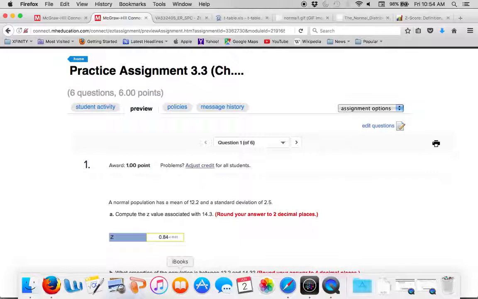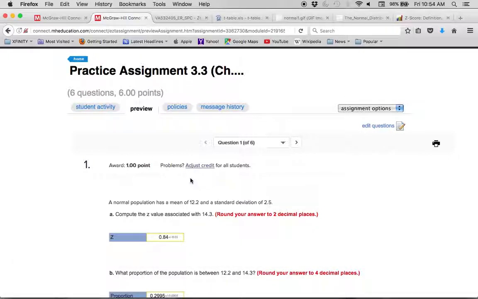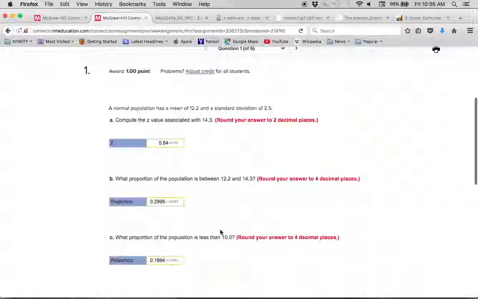Alright, so that's just finding the z-value, right? Finding the z-value. So that means whatever this population is, you're above average. You're within one standard deviation of the mean, though, so you're not too far above average, but you're above average. Okay, now it's asking us what proportion of the population is between 12.2 and 14.3.